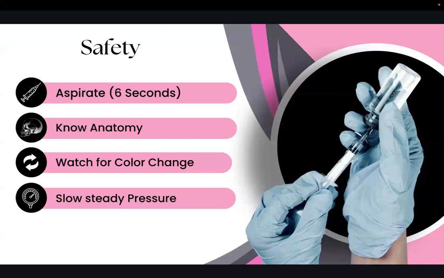Let's talk about safety. So for safety, you want to make sure that you are aspirating at least 6 seconds with every single injection. And that is 1,000, 2, 1,000, 3, 1,000, 4, 1,000, 5, 1,000, 6. This is just like wearing a seatbelt. Is it going to guarantee to keep you safe? Absolutely not, but it is a seatbelt. You also want to make sure that you know the anatomy of what's going on underneath the skin in general. And then you also want to watch for color change while you are injecting, and also slow, steady pressure. You don't want to blow a bunch of filler into the patient's face at one time, so go slow and steady.